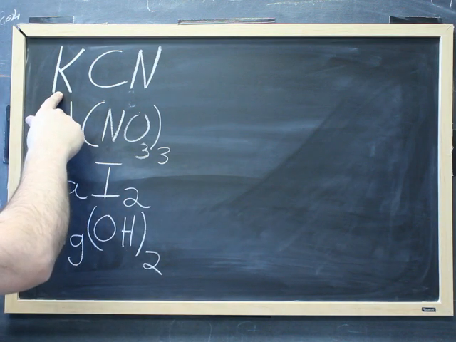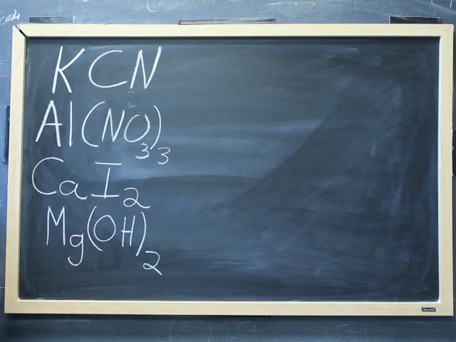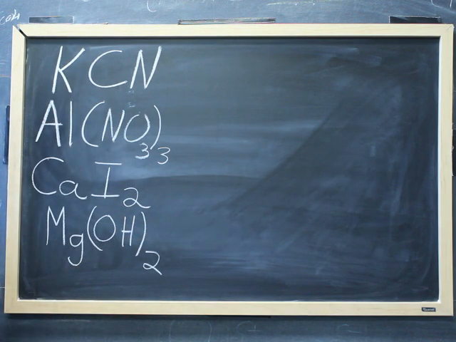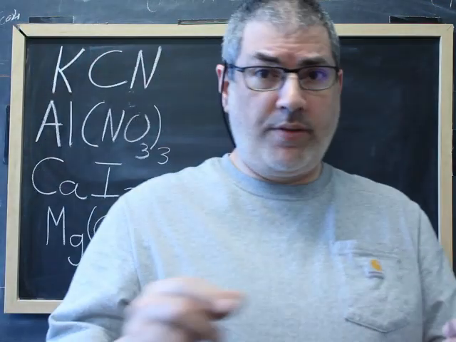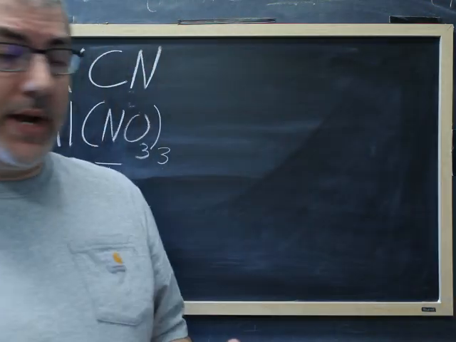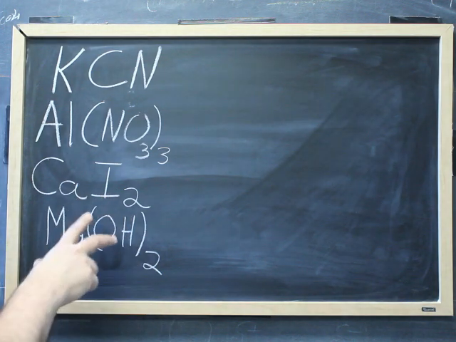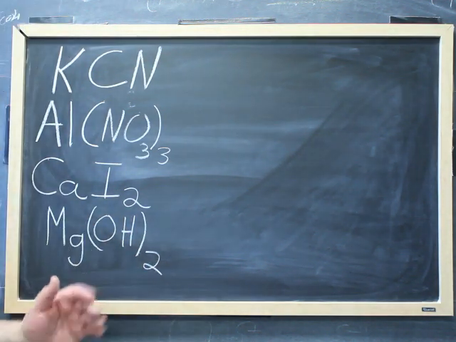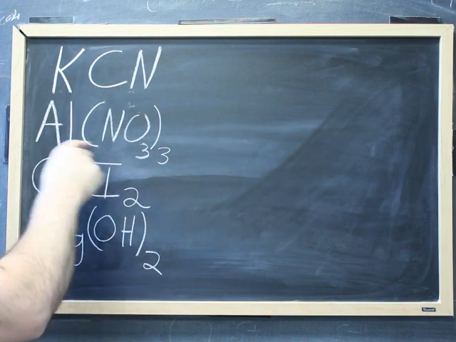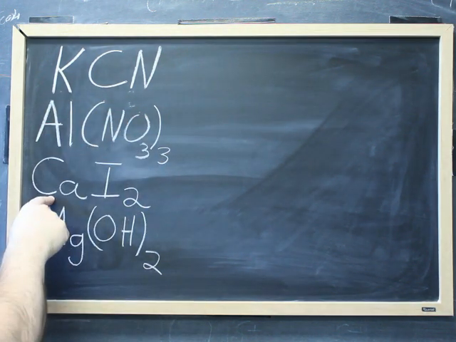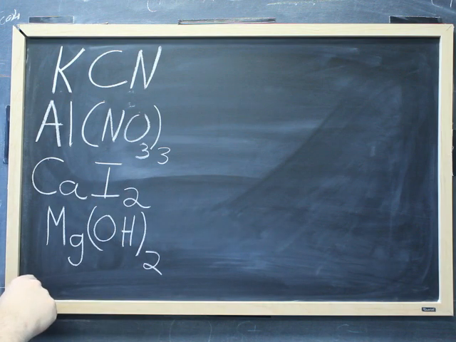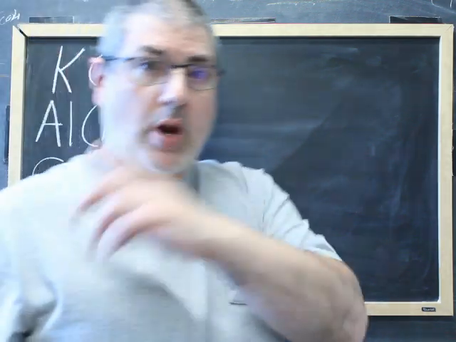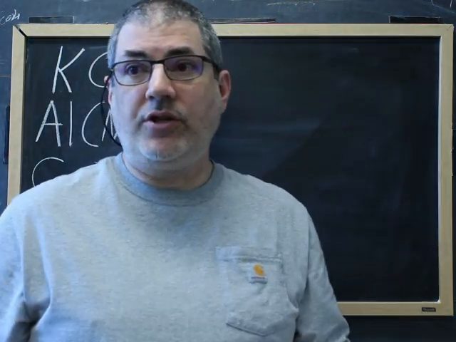Potassium is in group 1, so it's +1. Cyanide is one of our polyatomics. It's -1. Now, in this case, I've given you the formula, and I'm asking for the name, but I could do it the other way around. Now, before I write this out, what I would really recommend, pause the video: KCN, Al(NO3), CaI2, Mg(OH)2. Try and write these names. See if you can do it yourself.